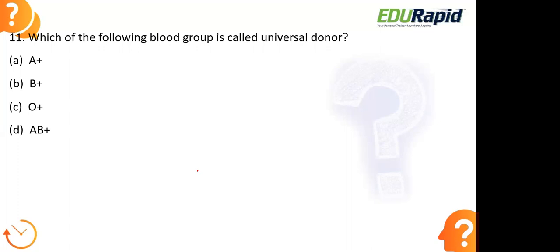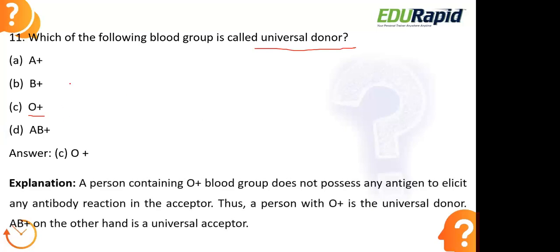Okay, let us look at the right answer. The right answer is option C, O positive. O positive is considered as universal donor. That is, a person who has blood group O positive can donate blood to anyone else, for everyone.